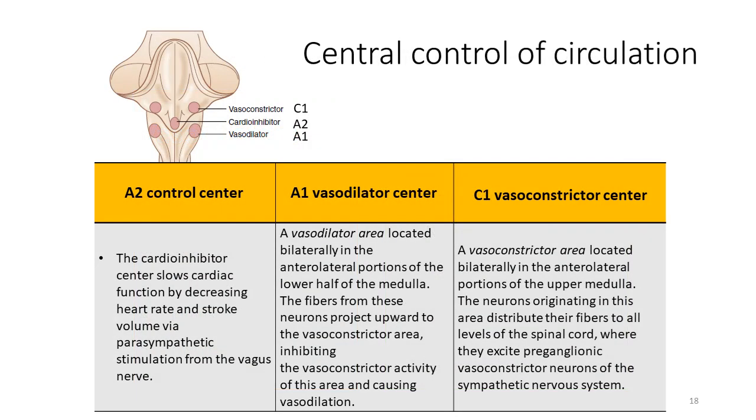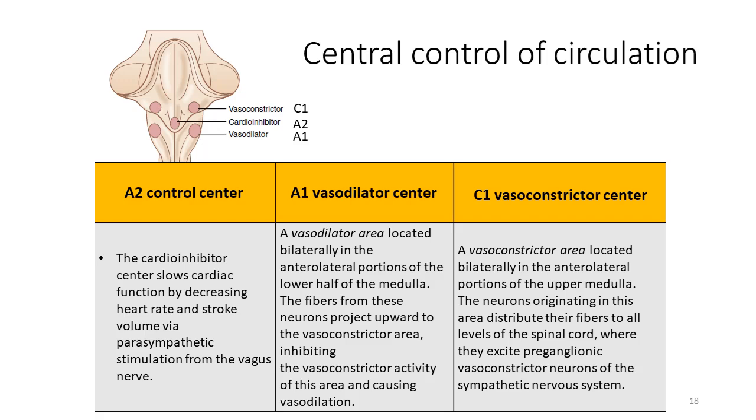The third control of blood flow is central control of circulation. As you can see, there are centers for blood circulation control in the medulla oblongata and pons. We have three parts. First, the vasoconstrictor as C1, second, the cardio inhibitor as A2, and third, the vasodilator as A1.